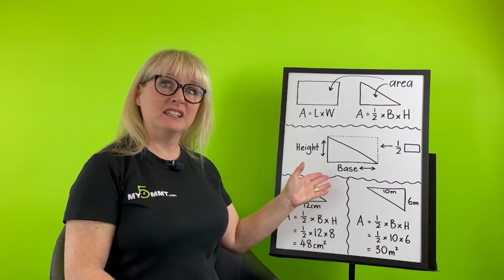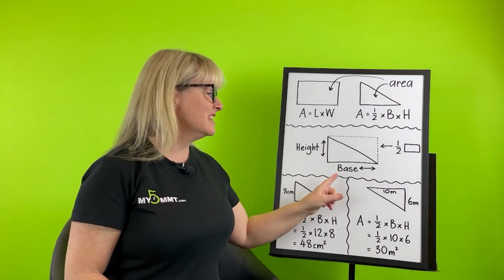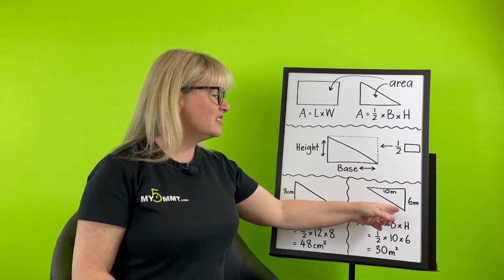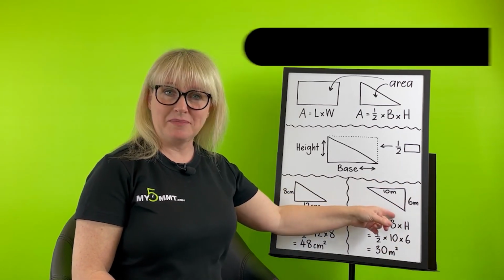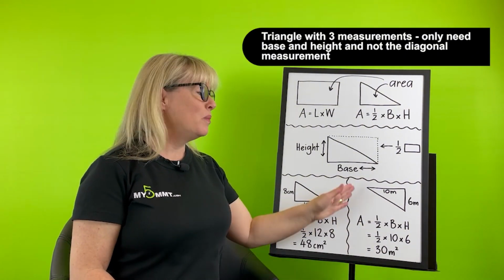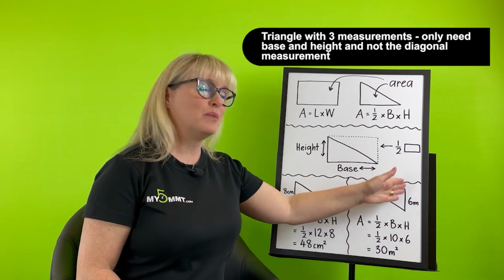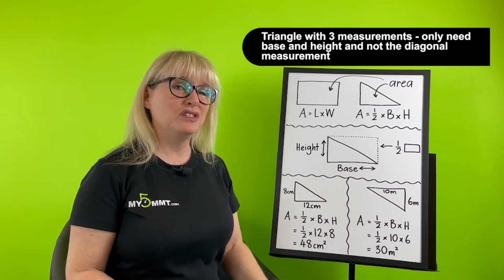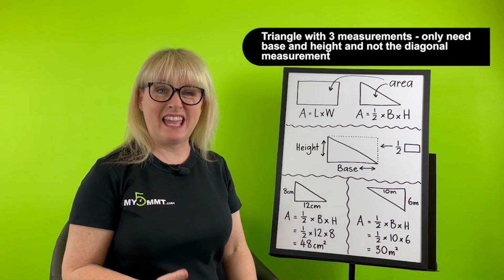Now let's get back to it. Here, my triangle is just flipped up, but I still can see my base and I can still see how high it is. Notice I don't need this measurement here. If you get a triangle that has 3 measurements for the 3 sides, we only need the base and the height. We don't need the diagonal measurement here. That's not useful for us when we're working out the area.